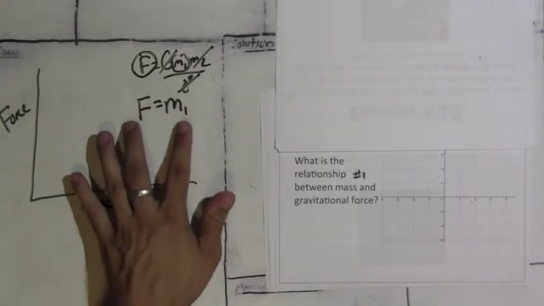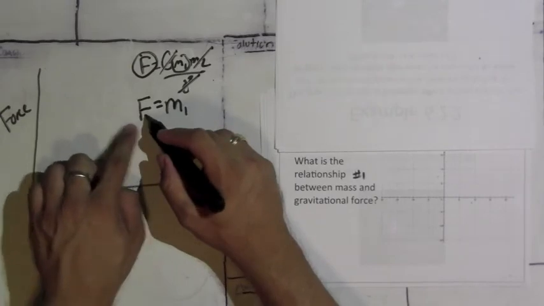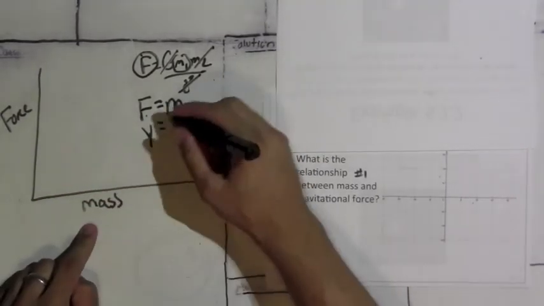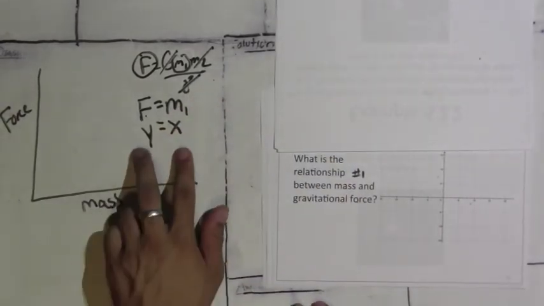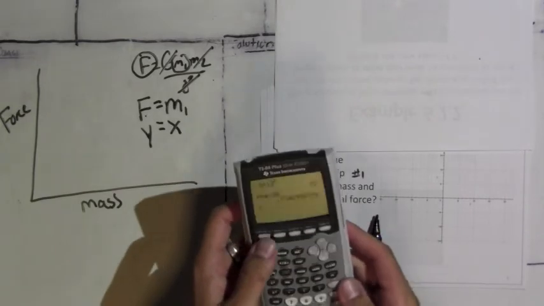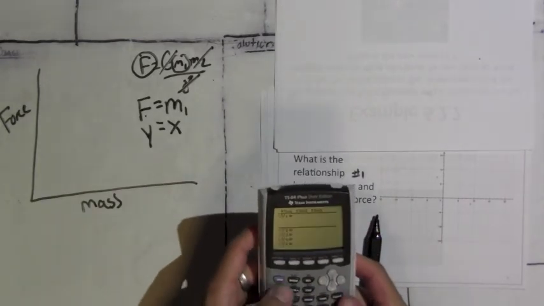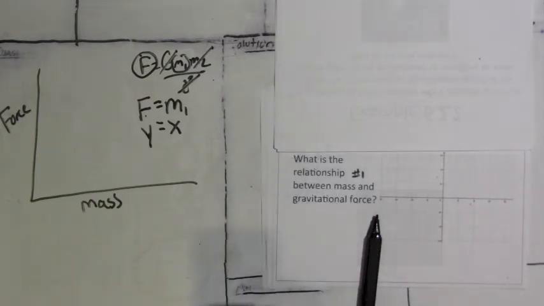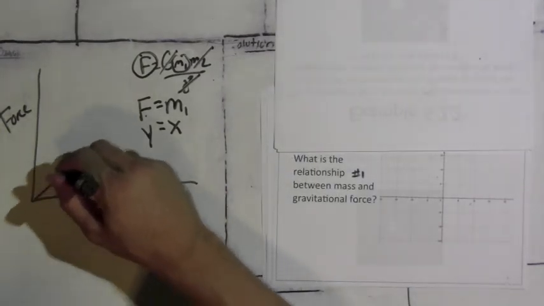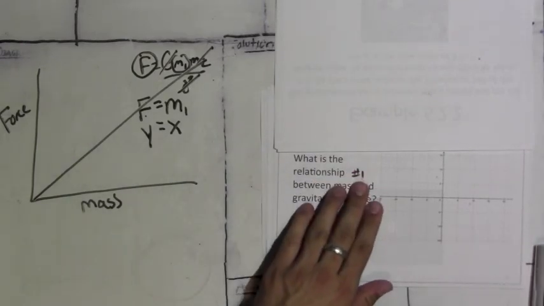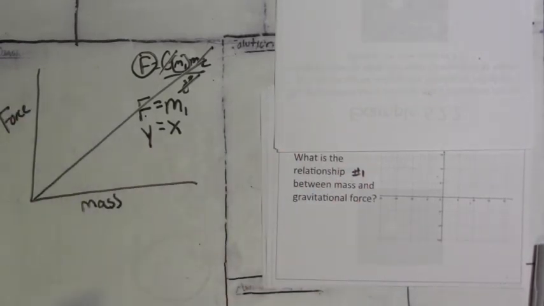Okay, you should be able to recognize this relationship right away, but if you can't, remember F is on the y-axis, m is on the x-axis. So once you get it to this, you should recognize that, but if you don't, you generally have a graphing calculator. So you can say y equals x, and you can graph it. And as a result, you see the graph that's there, and it's a straight line up. So the relationship between mass 1 and force is a linear relationship.